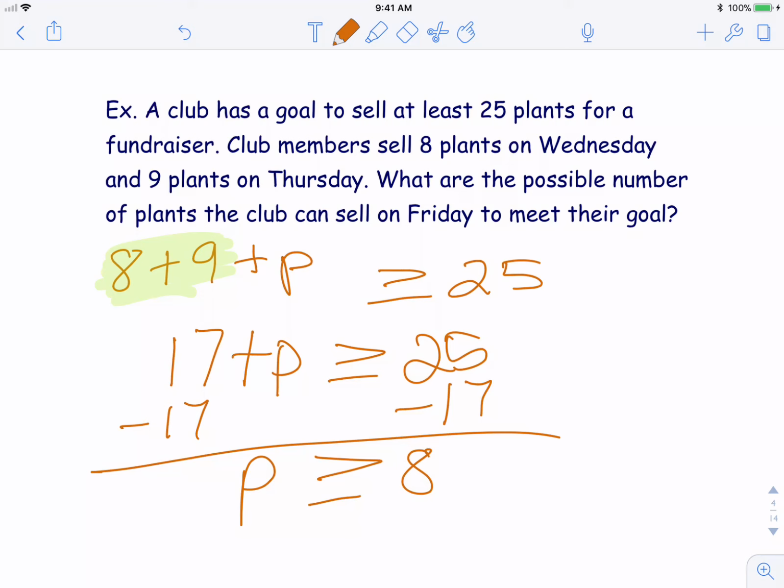So that means possible numbers of plants that I can sell on Friday to meet my goal. I need to sell at least 8 plants. I could sell more than that and still make my goal.